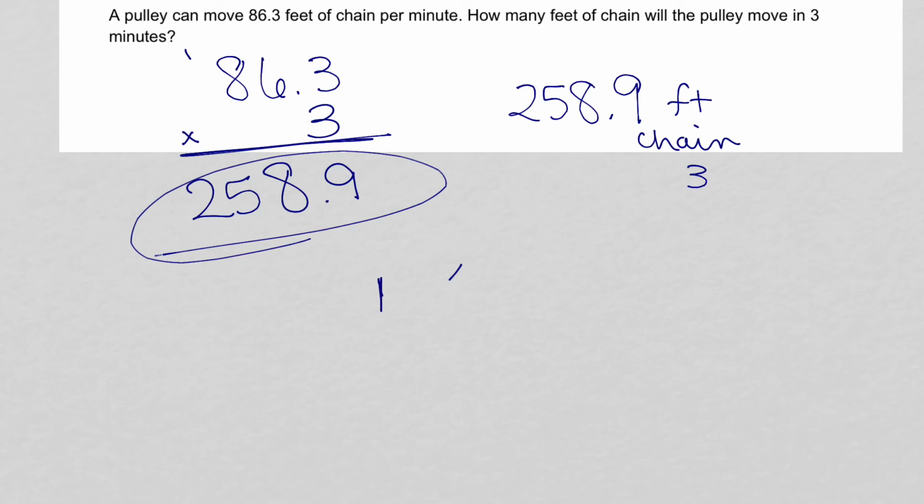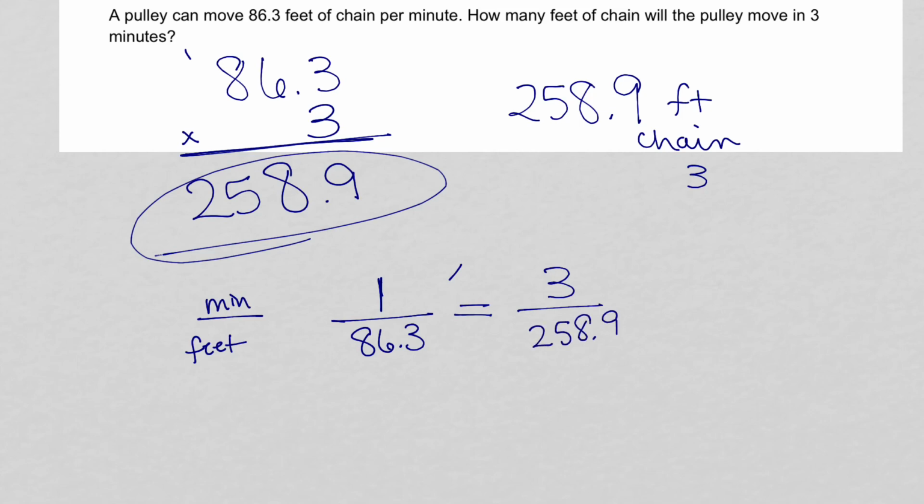Let's see if I did minutes against feet. In 1 minute, I did 86.3. And I want to know what that would be equal to in 3 minutes. Well, I think it's 258.9. And I would check that by saying, this I took times 3. So if this I take times 3, that's exactly what we did up here. So yeah, logically that's right. So we're going to say it's 258.9 feet.